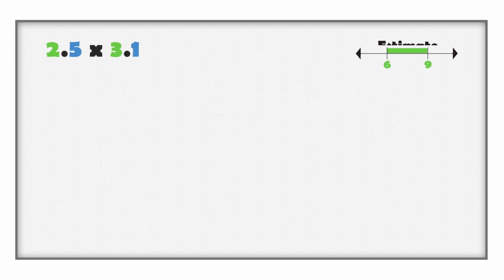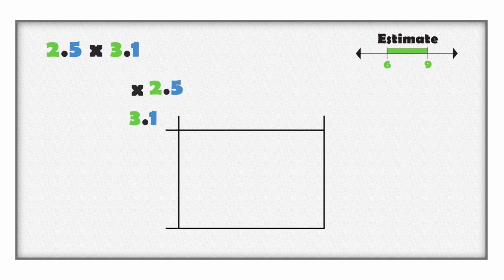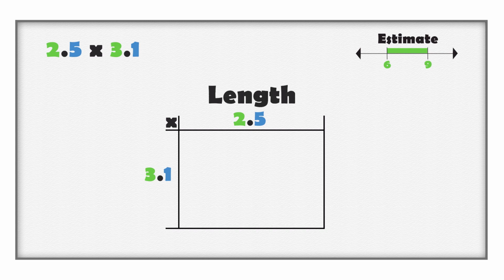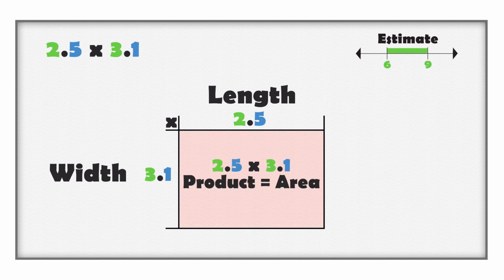We can use an array model to organize our numbers. An array model helps us think about multiplication as an area. In an area model, we think of one of the values as a length and the other value as a width. When the length and width are multiplied together, the product is the total area.